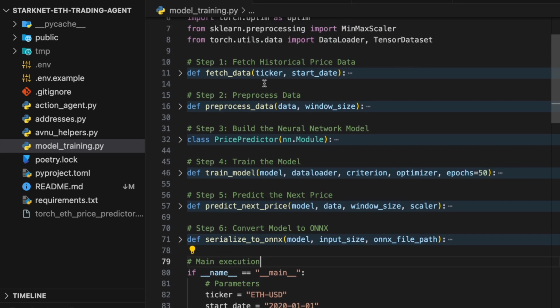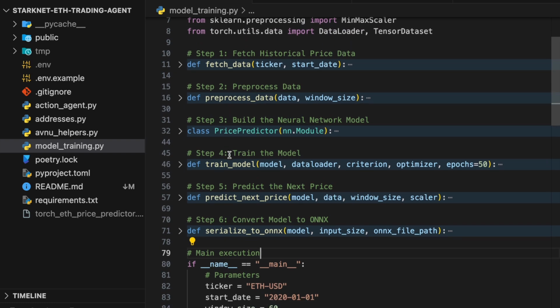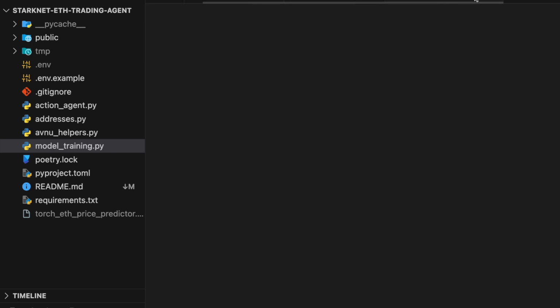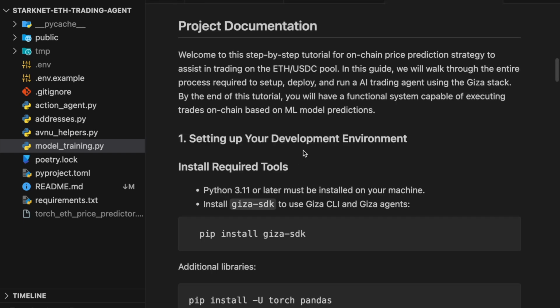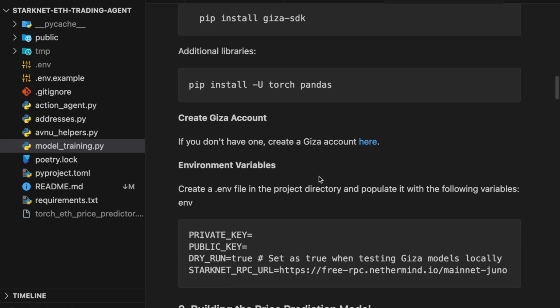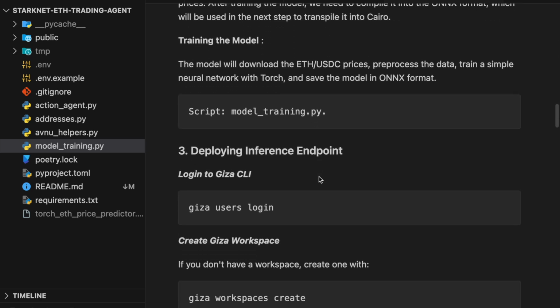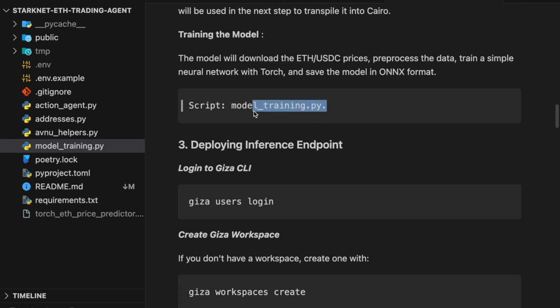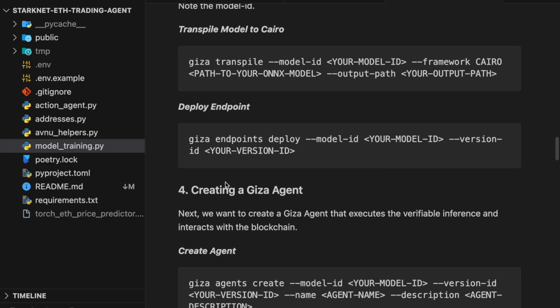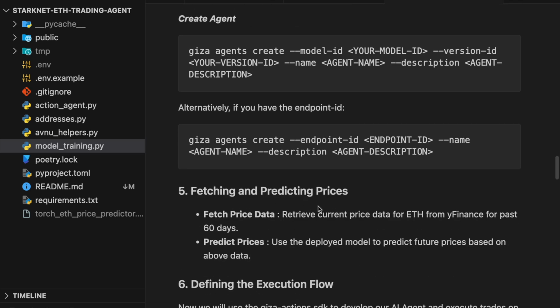So here is our model training file, which has the steps of fetching the data, pre-processing, building the neural network, training the model, and all the steps. By the way, we have extensive documentation, as we discussed, which has all the details of how you can create your Giza account, build a price prediction model, and deploy the inference endpoint. You can train this model and then deploy the inference endpoint. You can create a Giza agent, and then you can fetch the price.